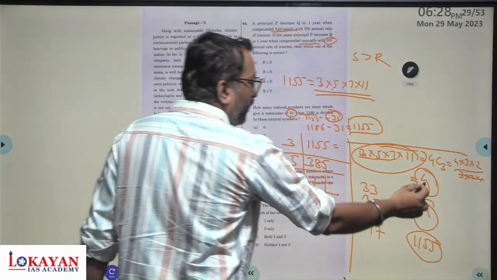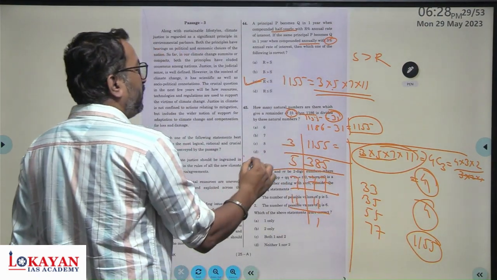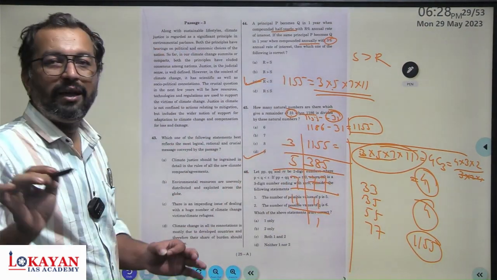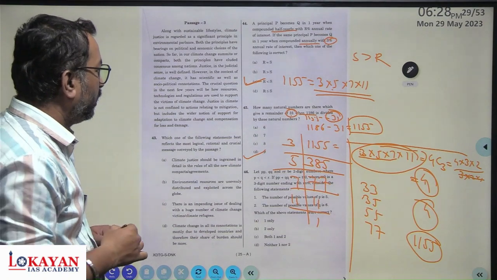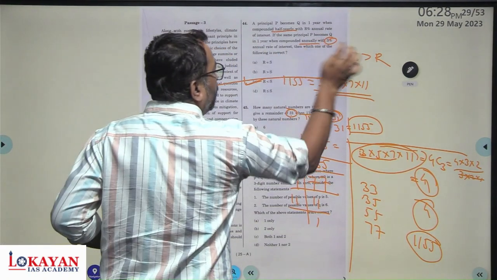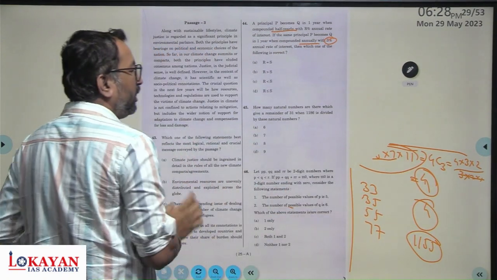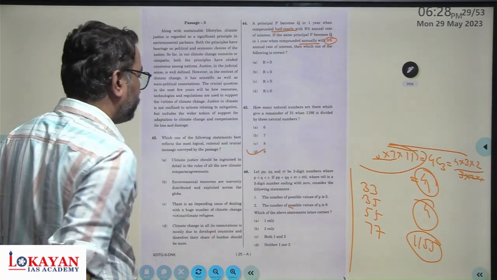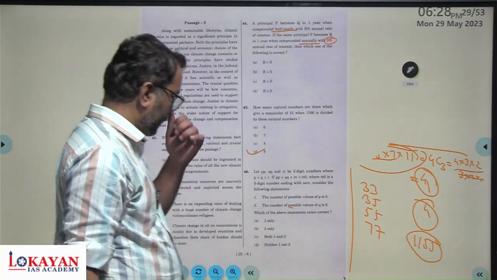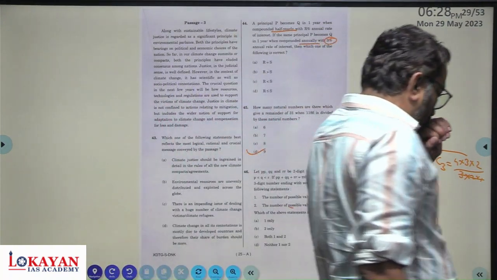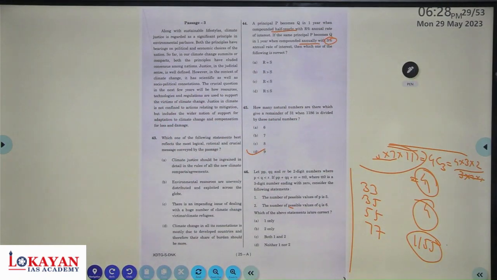So 4 plus 4, 8 plus 1, 9. There will be 9 such numbers which when divide 1186 will leave remainder as 31.